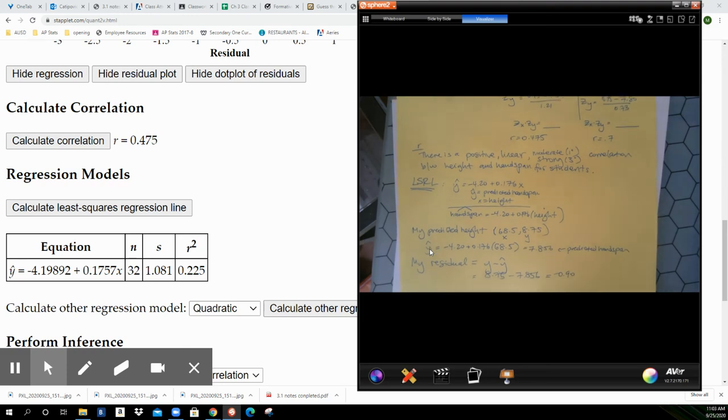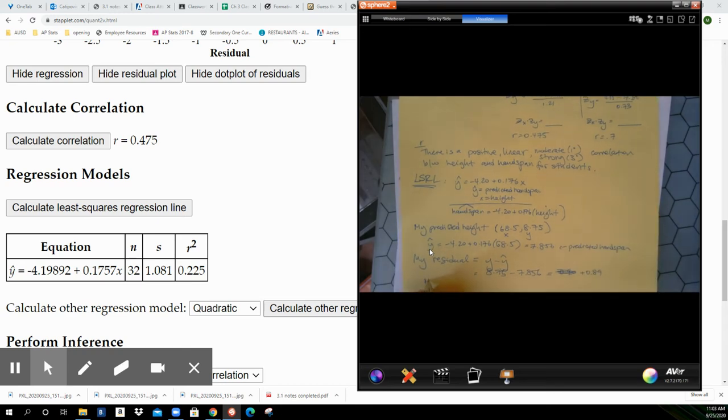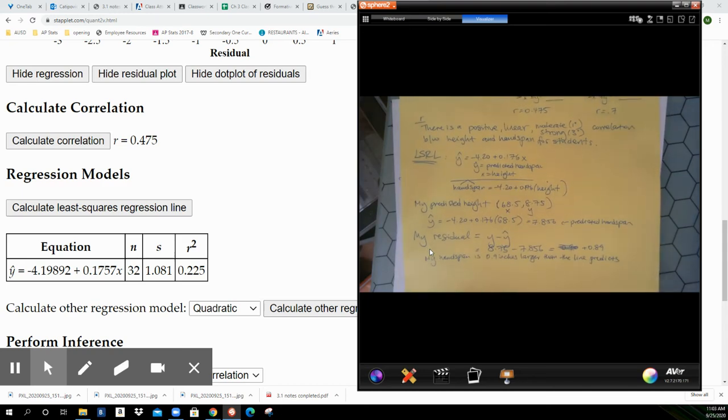So 0.89, I have a positive 0.89. And what this means is my handspan is 0.9 inches larger than the line predicts. Right? So I have a positive residual. I'm above the line, which means my actual handspan is bigger than what the line says it ought to be. The other way to say the sentence would be that the prediction is 0.89 inches smaller than my actual handspan.